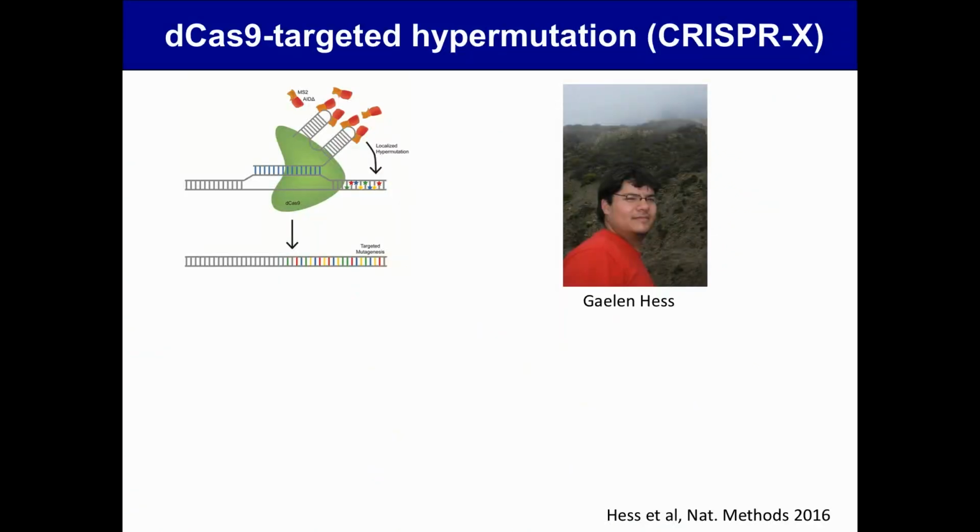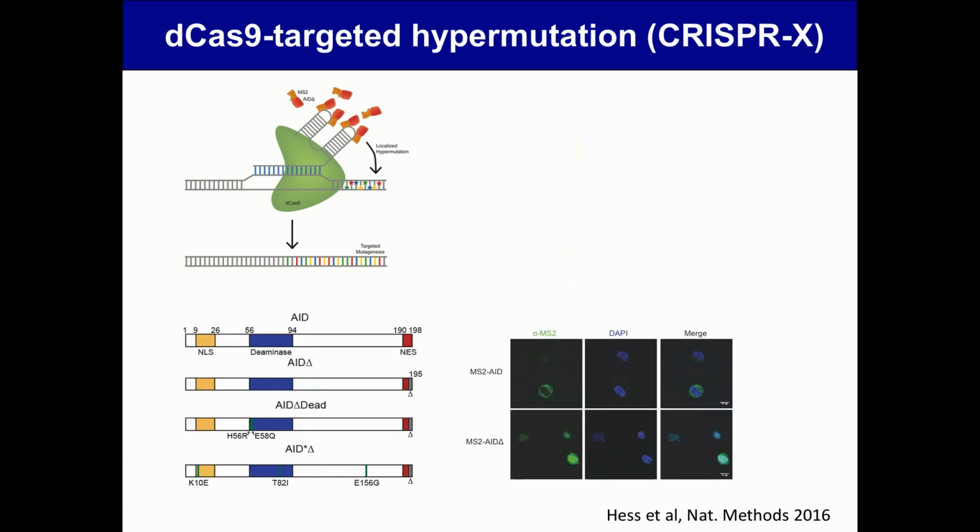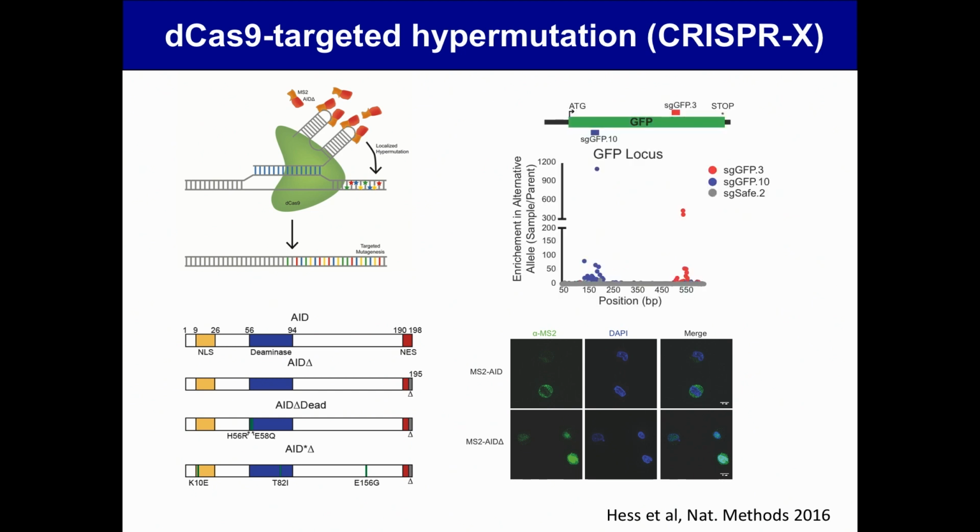And so a very talented postdoc in the lab, Galen Hess, decided he would use dCas9 to recruit AID to positions in the genome. And with a number of engineering steps to get a hyperactive variant of AID, he could show that with a single guide RNA, you could create a pile of point mutants exactly where you put the guide.